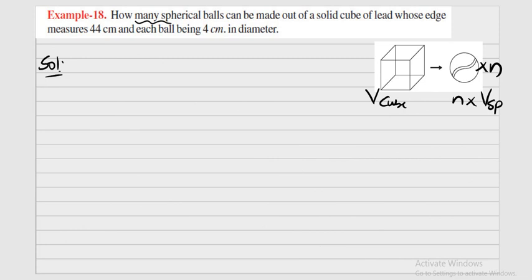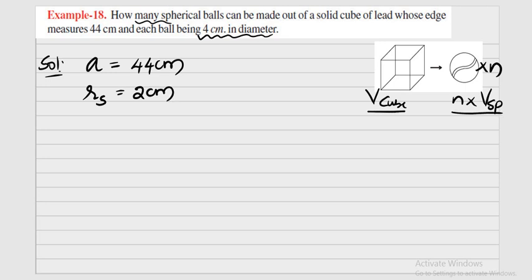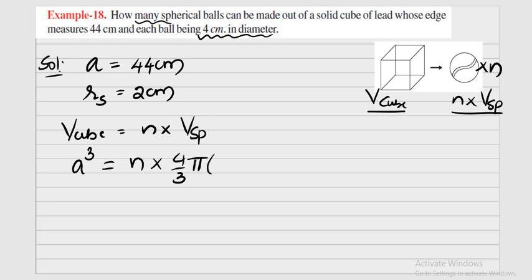Now noting down the values. Here the edge of the cube is given, that means edge of cube a is 44 centimeters. Next, each ball has a diameter of 4 centimeters, so the radius of the sphere is taken as 2 centimeters. From this, what can I say? Volume of cube is equal to n into volume of sphere. What is the volume of cube? It is a cube. So a cube is equal to n into 4 by 3 pi r cube.